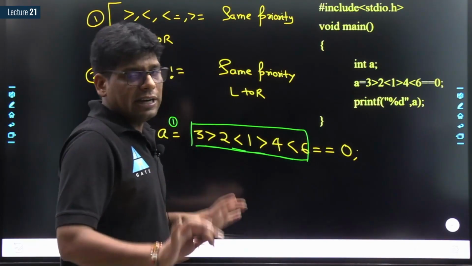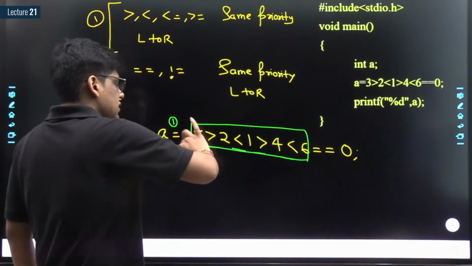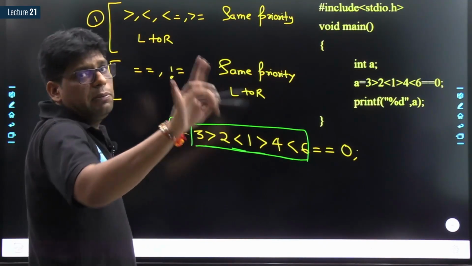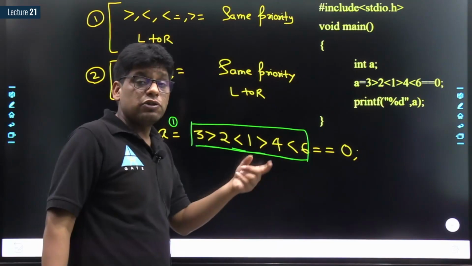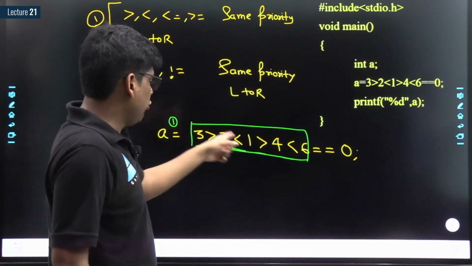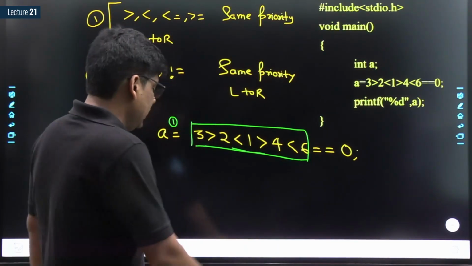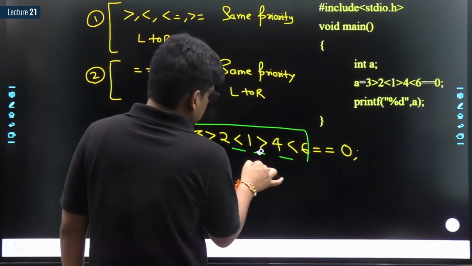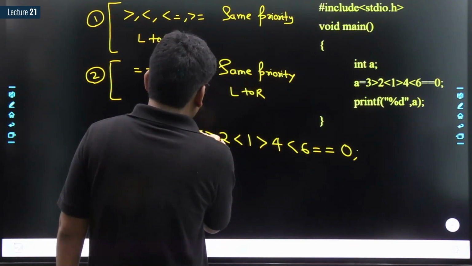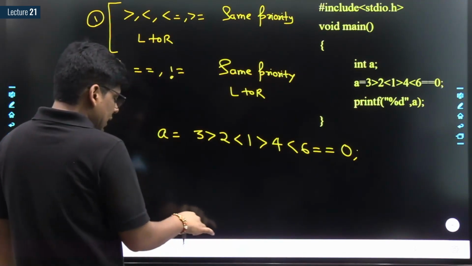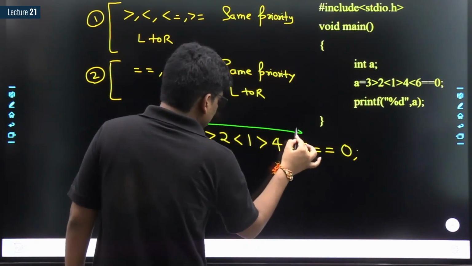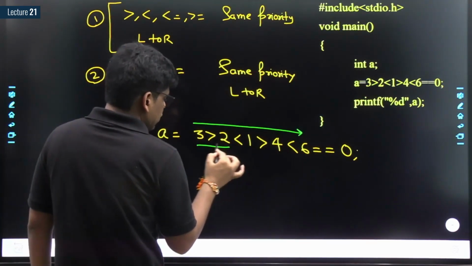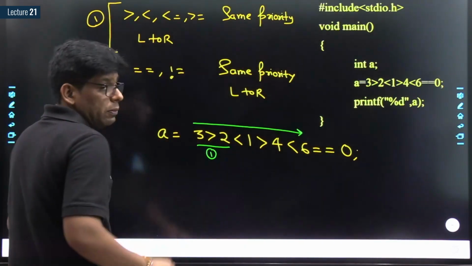That means which one will be performed first? Among these, someone will be performed first. When we have multiple operators of the same priority, which one will be performed first? Sir, look at the associativity. If I move from left to right, which one is coming first? This one. So, this one will be performed first.